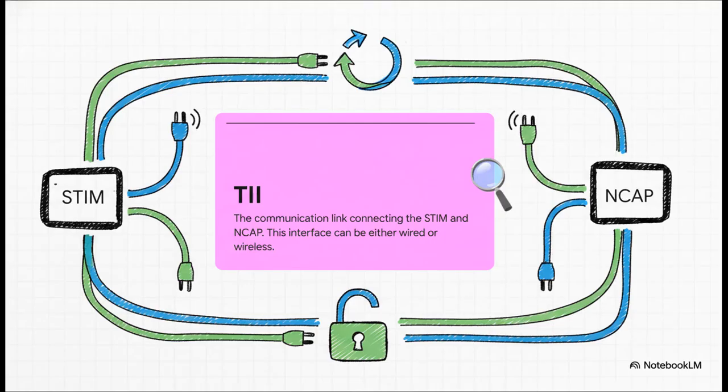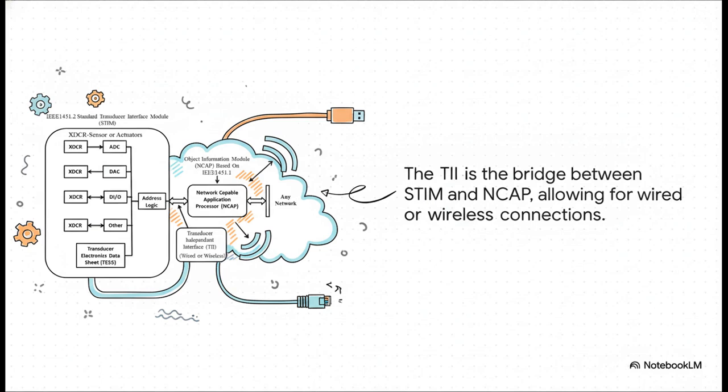The last piece of this puzzle is the TII, the Transducer Independent Interface. This is basically the communication link, the cable that connects the STIM to the NCAP. And the most important word here, you guessed it, is independent. If we look back at our main diagram, the TII is this bridge right here. And because it's independent, it doesn't care how the STIM and NCAP are connected. It could be a physical USB cable, a wireless signal like Zigbee, or a standard Ethernet connection. The standard separates the sensor from the network, and that simple idea is the key to all of its flexibility.